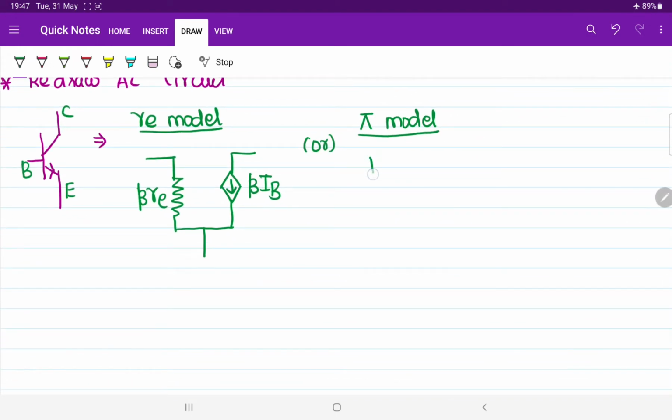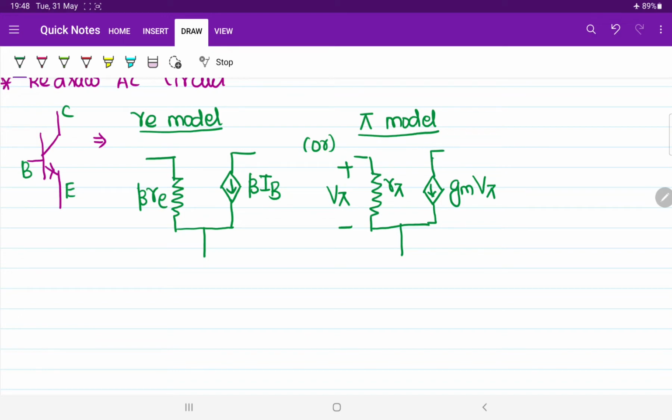Pi model means same, you have to draw one resistor here, and then this side you have to draw one current source. Yes sir. So here the value of current source is GM into V pi, and here V pi is nothing but voltage drop across the R pi. So later while solving the problem you will be getting the complete idea, don't worry about it.